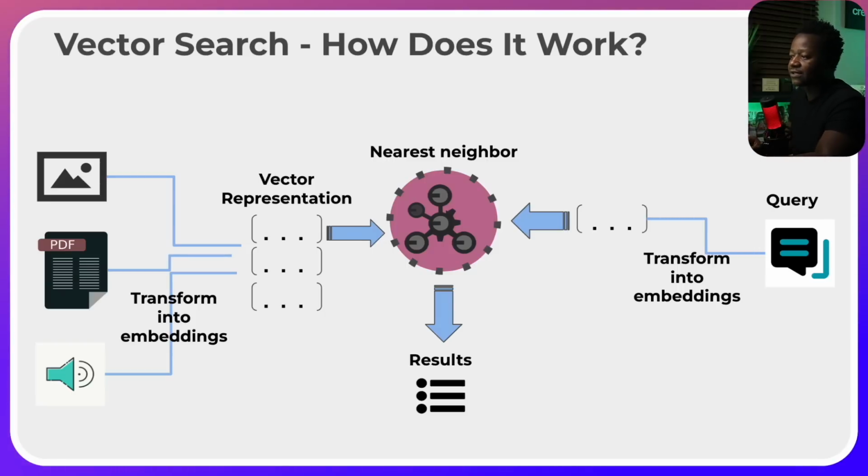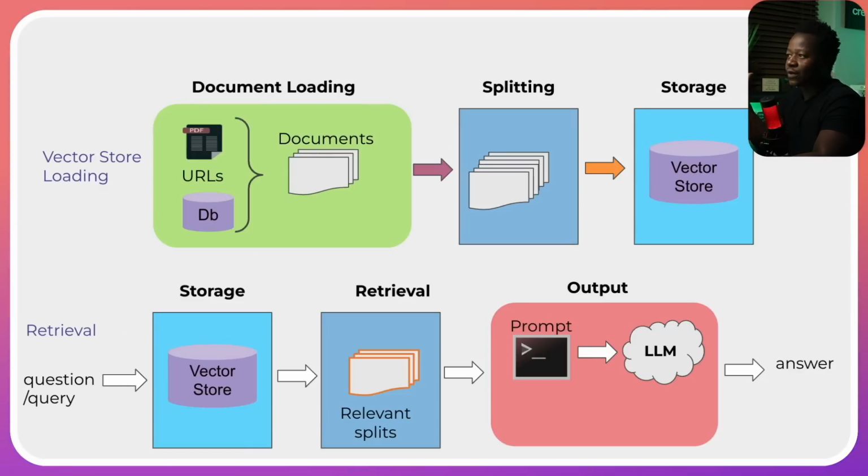And of course, that gives us the result. So essentially, this is how it looks again. Okay, so we have the vector store loading. This is not necessarily just what happens with OpenAI. In this case, we're talking about it, but I'm talking about in general, this is what would happen.